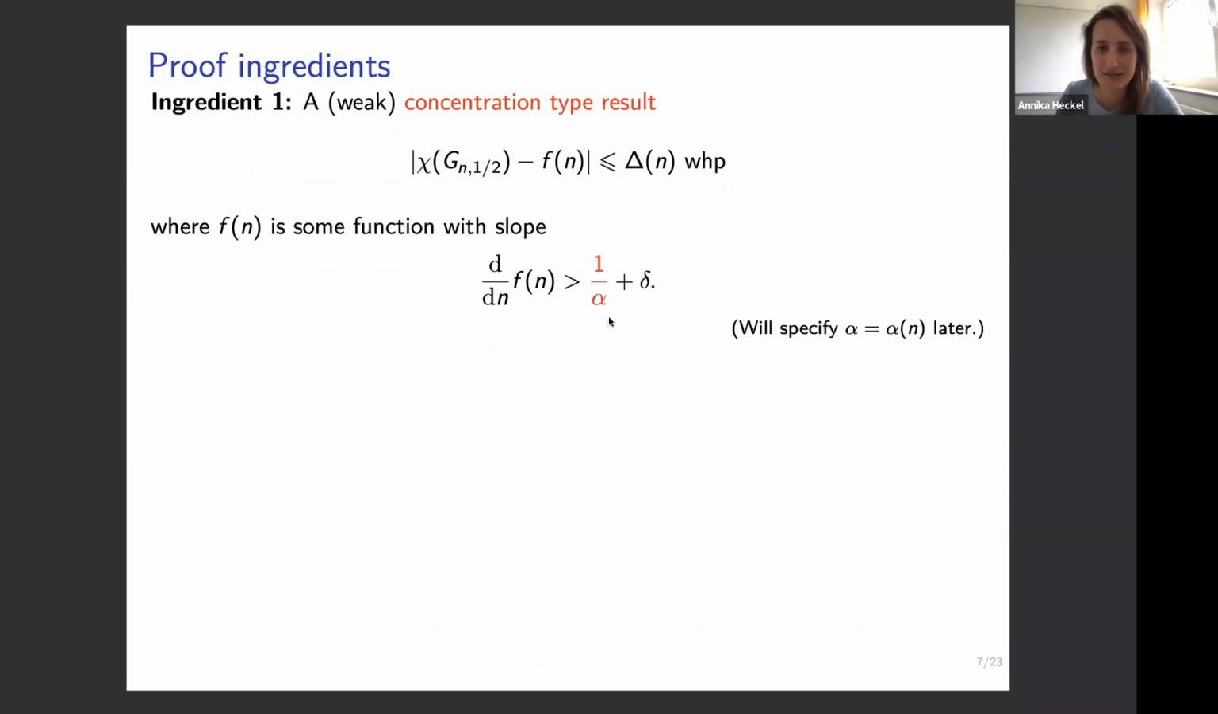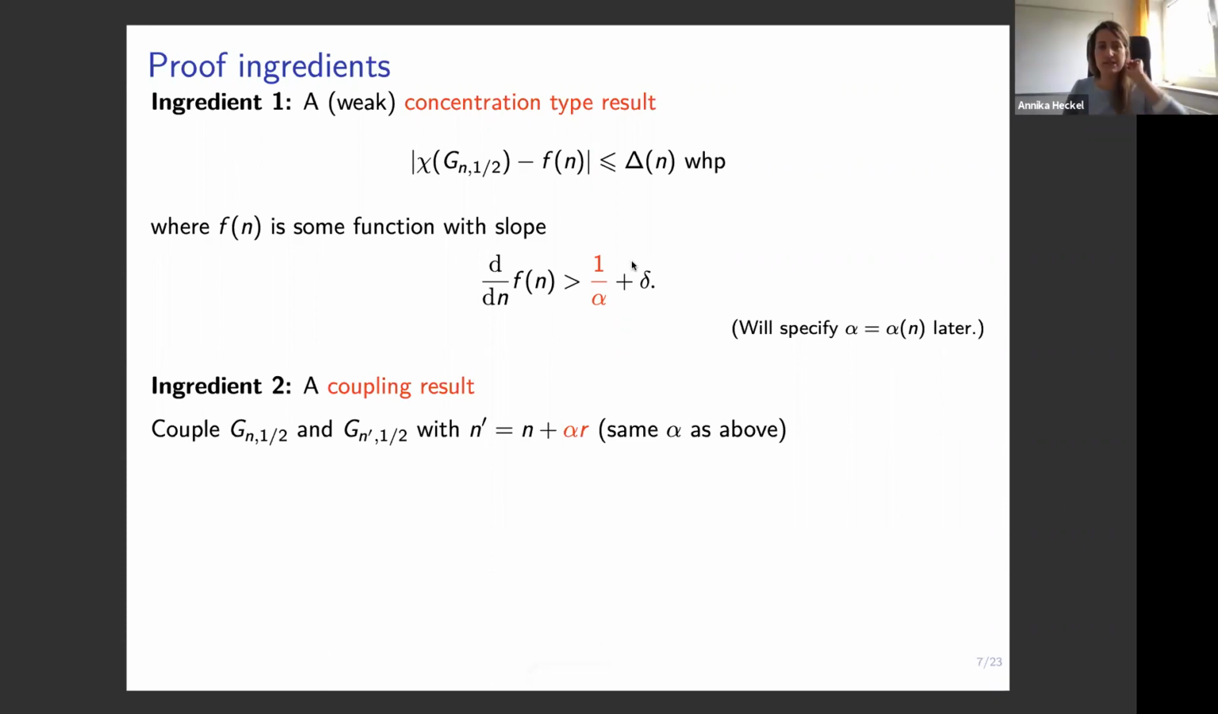Now, don't worry about what alpha and delta are, I'm going to say in a minute. We need a lower bound for the slope of the estimate, at least 1 over alpha for some function alpha, which I'm going to specify in a couple of slides, plus a little bit of margin delta.